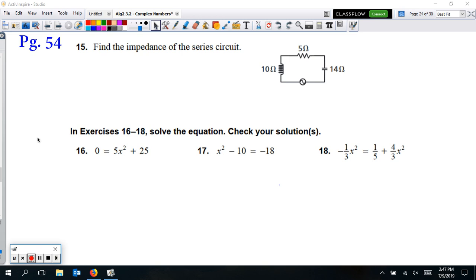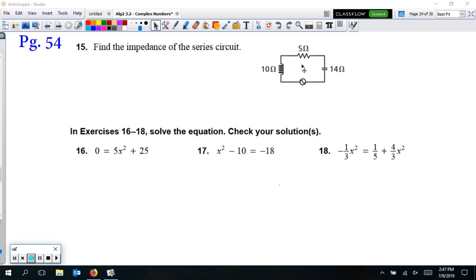Now as we look at number 15, it makes a little more sense to understand that this is a series circuit. Find the impedance of the series circuit. Now these things make sense. We need to know these horseshoes are just the symbol for ohms, like IN is for inches and CM is for centimeters. This is for ohms.